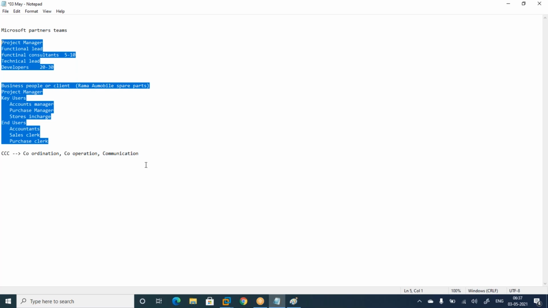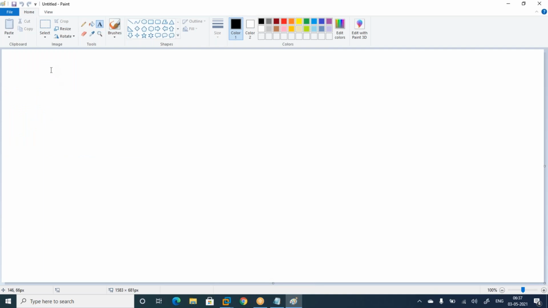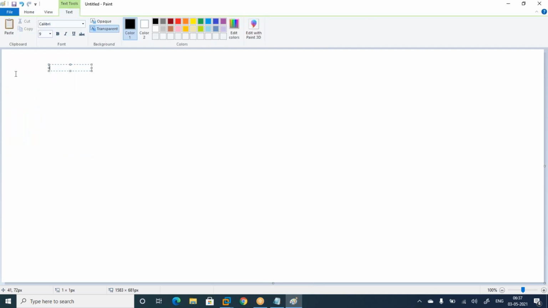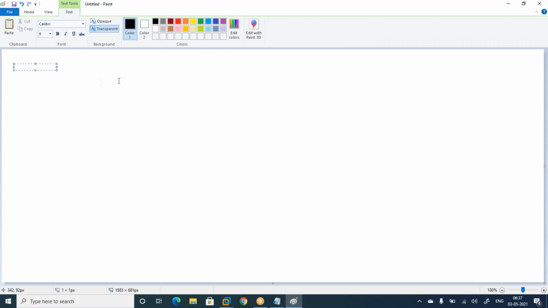Okay, fine. Now you understood the skeleton, what it is. So partners team side will collect the requirements. First one is requirement gathering. First step is requirement gathering.